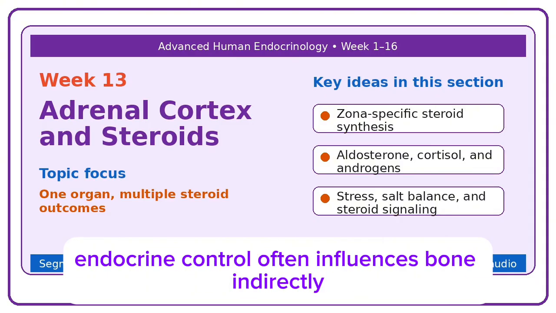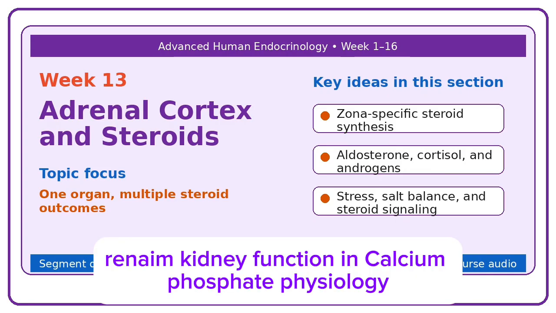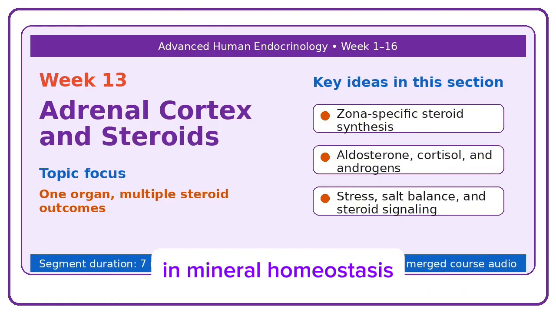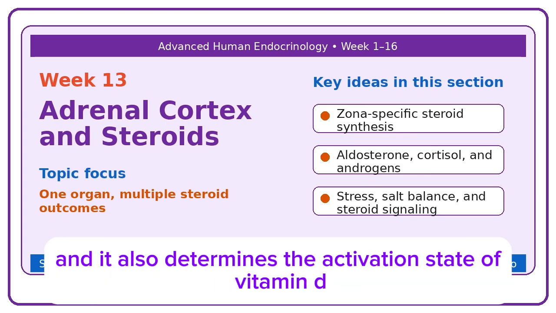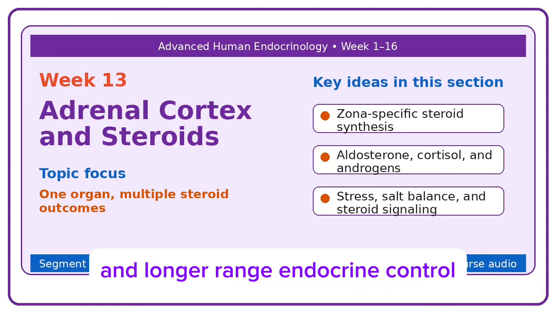Endocrine control often influences bone indirectly by shifting the balance of signaling between these functional systems. 9. Kidney function and calcium phosphate physiology. The kidney has a major endocrine and physiological role in mineral homeostasis. It regulates how much calcium and phosphate are retained or excreted, and it also determines the activation state of vitamin D. Thus, kidney function is central to both immediate mineral balance and longer-range endocrine control.